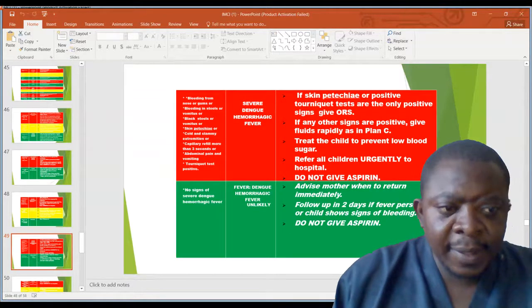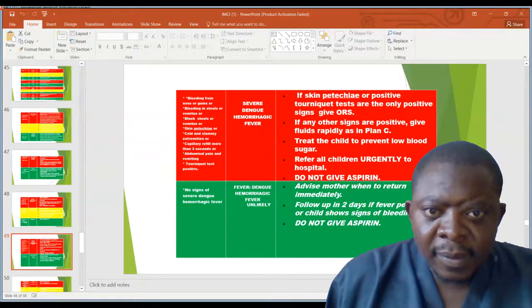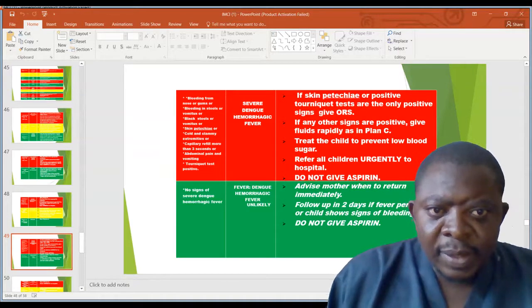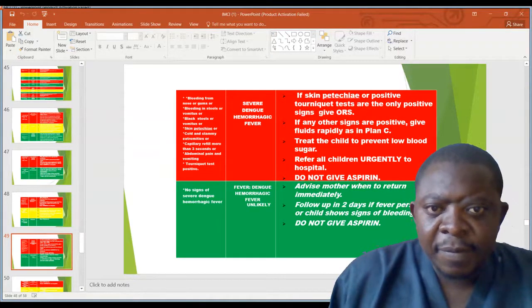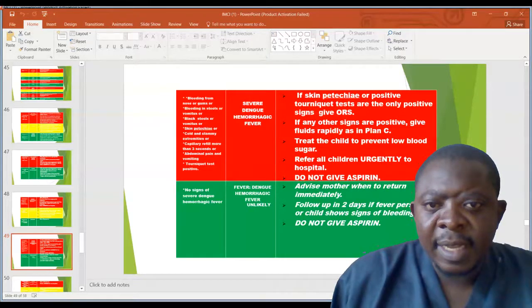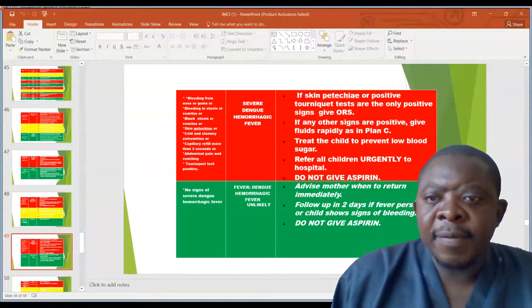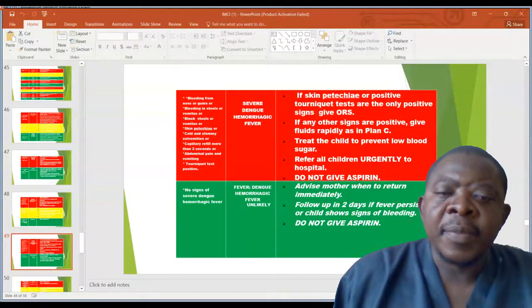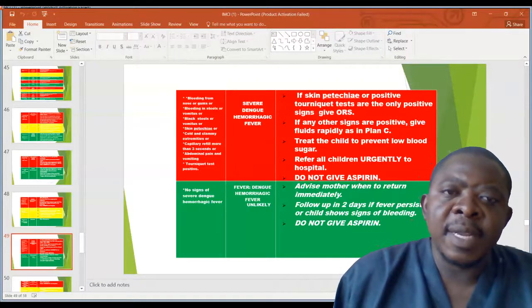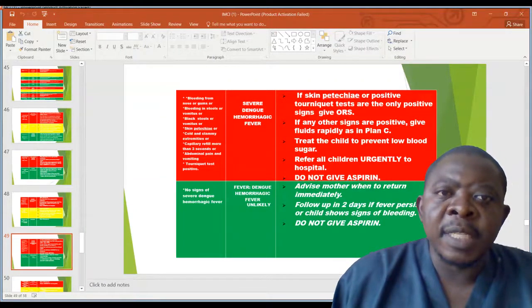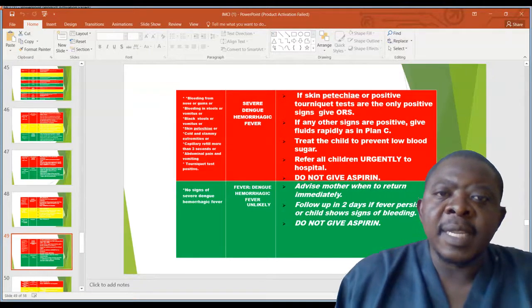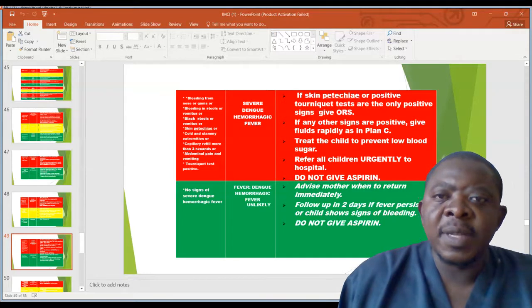Okay, so then for no signs of severe dengue hemorrhagic fever, we can say fever, dengue hemorrhagic fever unlikely. Advise mother when to return immediately. So this one from green just goes to red if there is bleeding from the nose or gums or bleeding in stool, vomitus, and the like. So this will be severe dengue hemorrhagic fever.